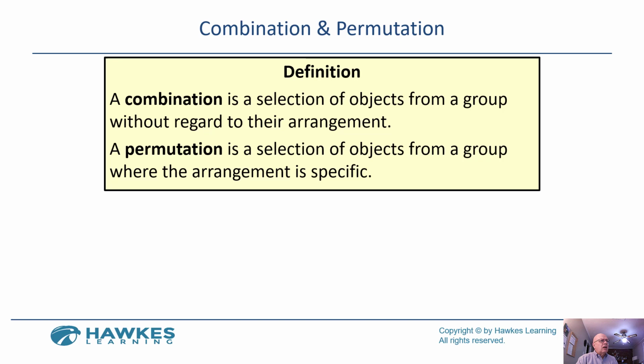We're rolling right along. We're talking about combinations and permutations in this lesson. The important thing here is, I'm going to swap these around, I think. Think of permutation first, because the important thing is that the arrangement is specific. Translated, order matters. And that's for permutations.